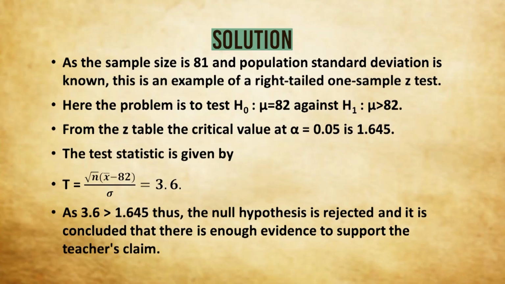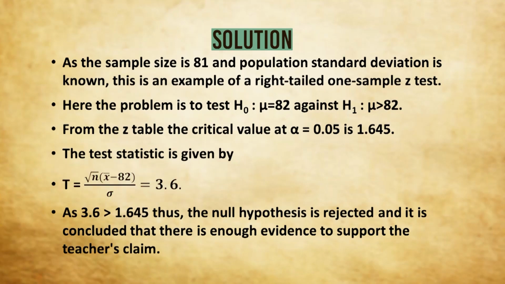From the Z table, we can find the critical value at alpha equals 0.05 is 1.645. That can easily be found out. And basically we are testing mu equals 82 against mu greater than 82. The test statistic, we know, is root n into x bar minus 82 by sigma. Here n is nothing but 81 because the sample size was 81. X bar is given, and sigma is known. And the value comes out to be 3.6.